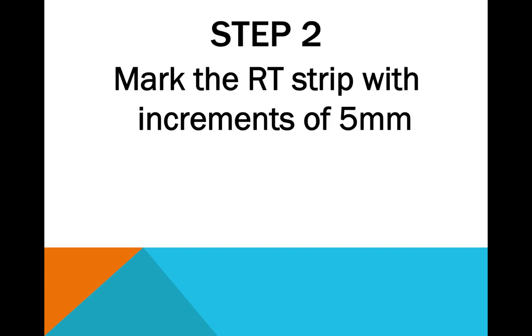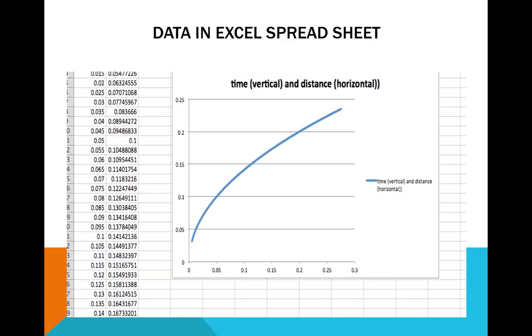Step 2, I mark the RT strip with the increment of 5 millimeter. So it's just using the ruler, putting them on the strip, and using the pencil to mark it. And this is the data I get in the Excel spreadsheet. Here is the distance, and I use the function to calculate the reaction time for each distance. And this is the chart.